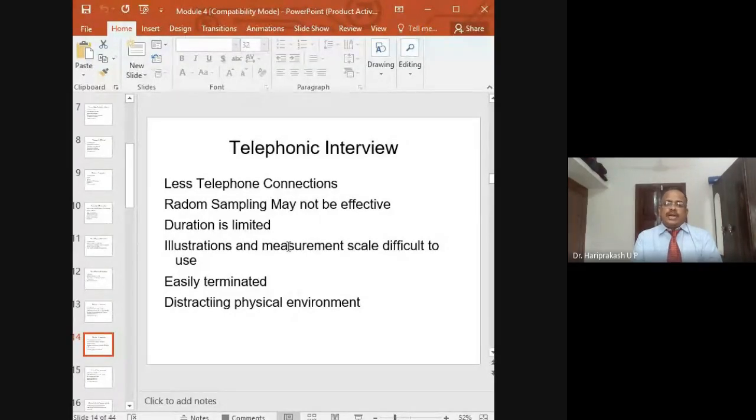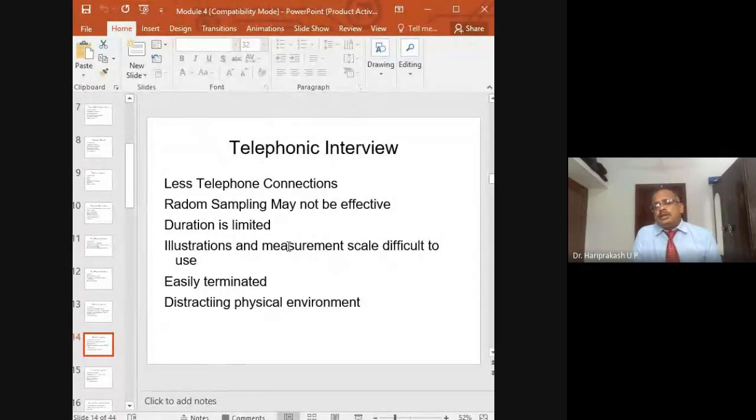Random sampling may not be effective. Randomly selecting the population, the random sampling method that we have discussed in the previous session. So doing this type of data collection, whichever it is, primary or secondary, you will have to adopt a technique of sampling. So that is the discussion related to our previous session. So random sampling may not be effective. You may not be able to implement random sampling because the randomly generated number may be in far off locations where you may not have the telephone connections. In that way, you may not be able to implement the random sampling technique for telephonic interview.